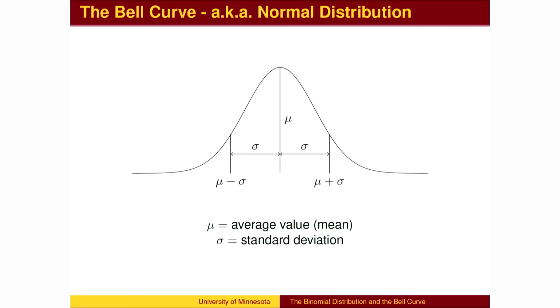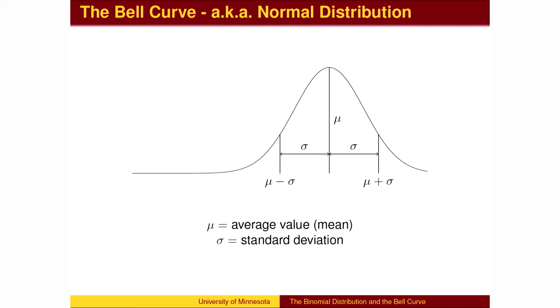The other parameter for the bell curve is the amount that measurements spread out from the mean. This distance is called the standard deviation and is denoted by the Greek letter sigma. Otherwise, all bell curves have the same shape. They are completely determined by the mean and the standard deviation.